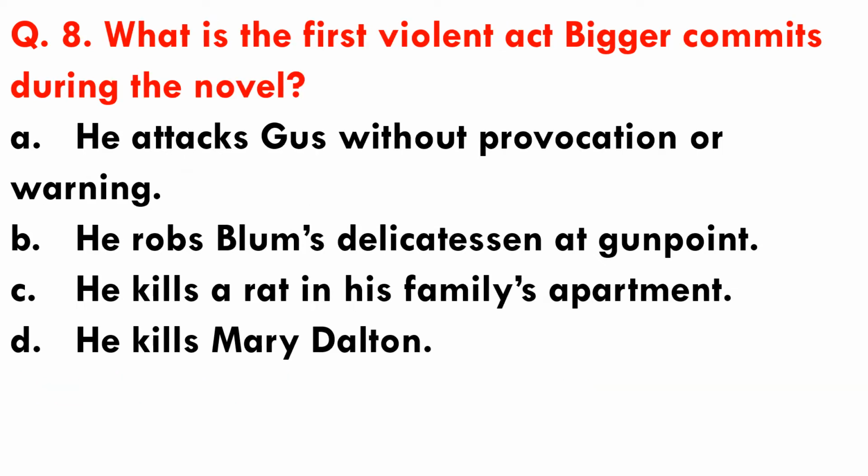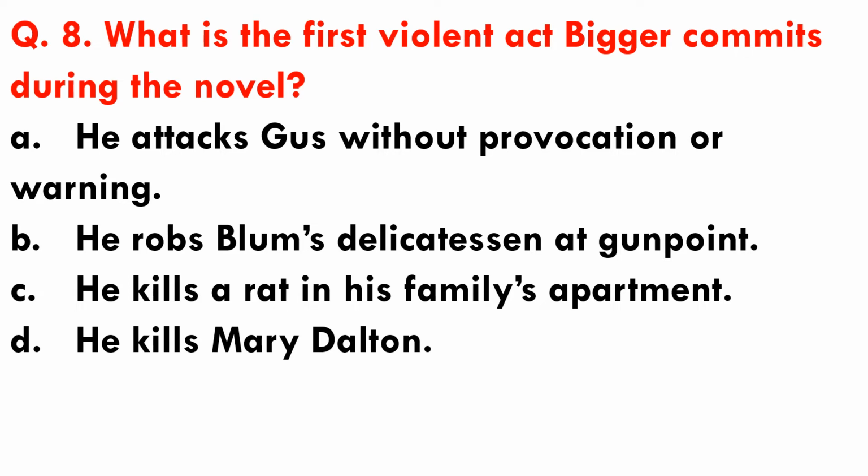Question number 8. What is the first violent act Bigger commits during the novel? Options are A. He attacks Gus without provocation or warning. B. He robs Blum's delicatessen at gunpoint. C. He kills a rat in his family's apartment. And D. He kills Mary Dalton.